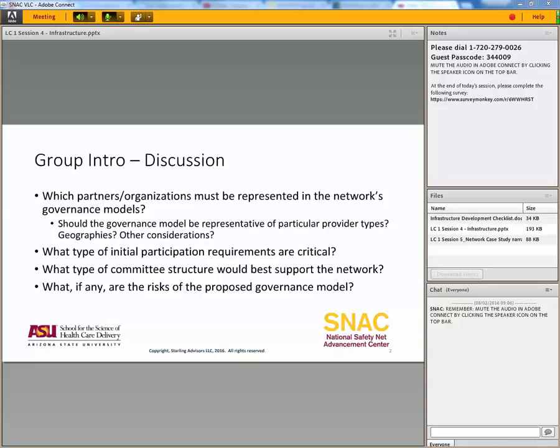What types of committees would best support the network? And based on all of that, what are the risks that having a variety of different governance models might have on the overall success of the network?